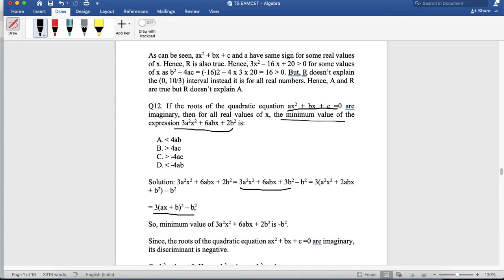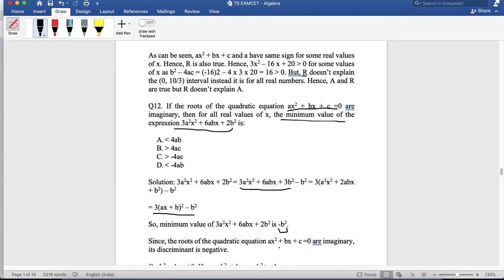So what will be the minimum value of this expression? Just −b², because squares are always non-negative for real numbers, and the minimum value of this square will be just 0. If x equals −b/a, this will become −b + b, which is 0. 0 squared is 0. So 0 − b² is −b². So that will be the minimum value. If I use any other value, then this will become positive and the value will be greater than −b². So the minimum value is −b².